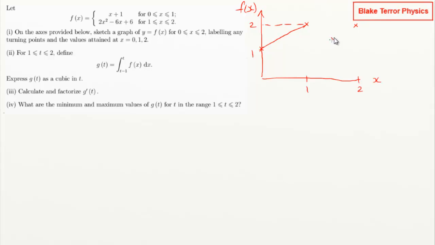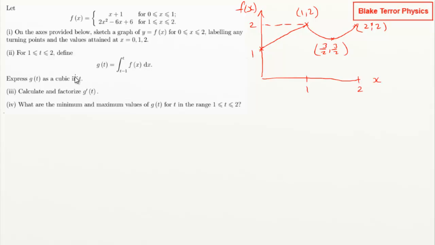Right, so we end up going through about here in our quadratic. So that is at 3 over 2, 3 over 2. This is at 2, 2, 2. And then this is at 1, 2. Right, so that's the sketch.